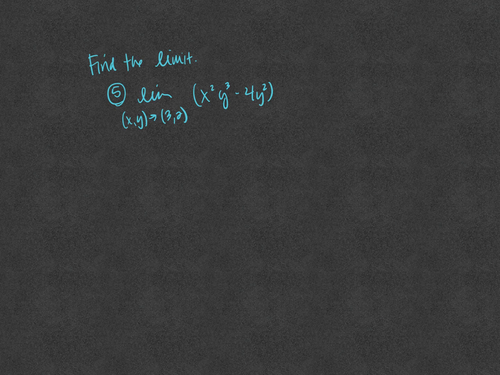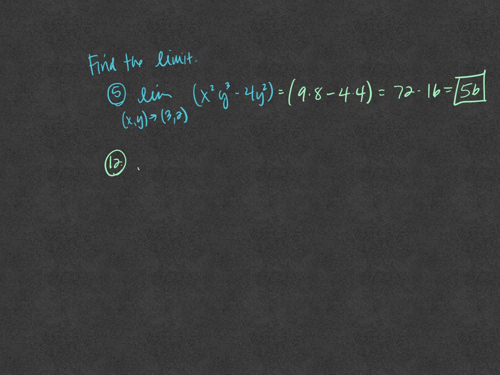So let's look at this problem. It says find the limit as (x, y) approaches (3, 2), so we have a very specific point, of x squared y cubed minus 4y squared. So we're going to plug these values in for x and y, and we're going to get 3 squared is 9, times 2 cubed is 8, minus 4 times 2 squared is 4. So we have 72 minus 16, which is 56. So the limit of this function is 56.